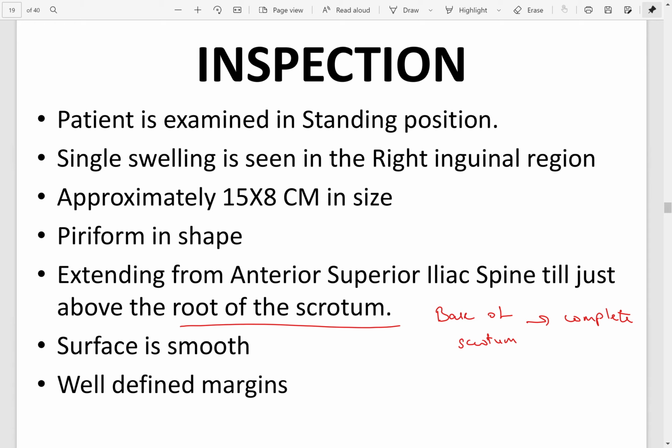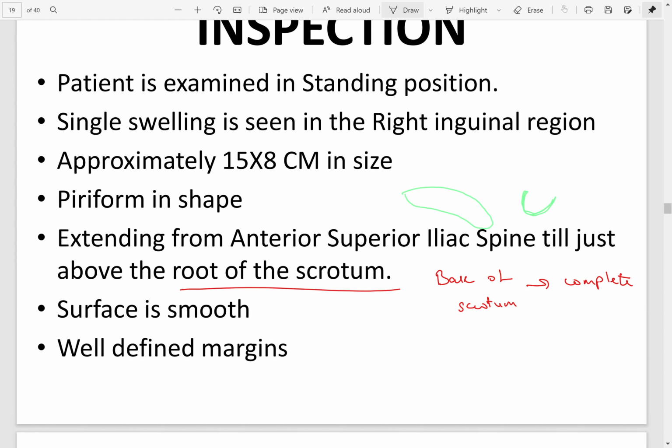Inspection, you need to tell this swelling, single in nature, which side it is and in which region it is, and then size, so 15 cross 8 centimeters in this case, and then shape, it can be pyriform or globular. So pyriform is in case of indirect hernia, it will be like this. So this is what pyriform is, and then globular will be like this. So these are the two types of shapes. So pyriform in indirect and globular or hemispherical in direct hernia.